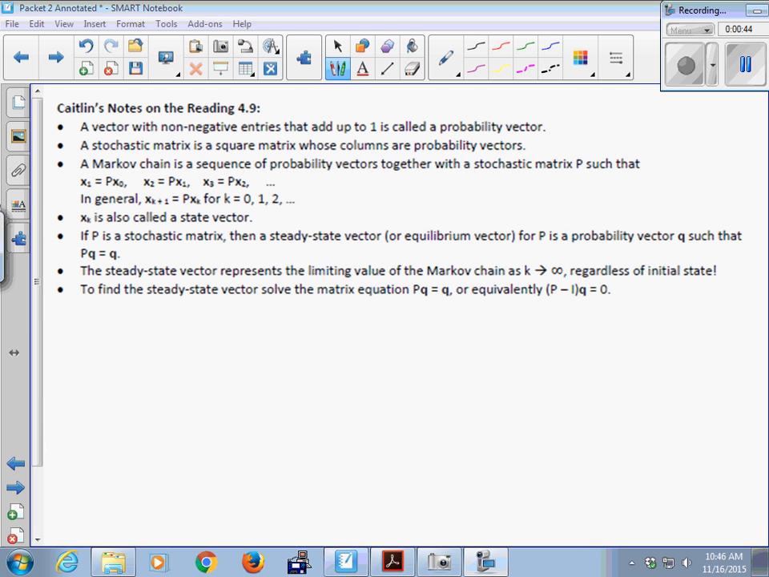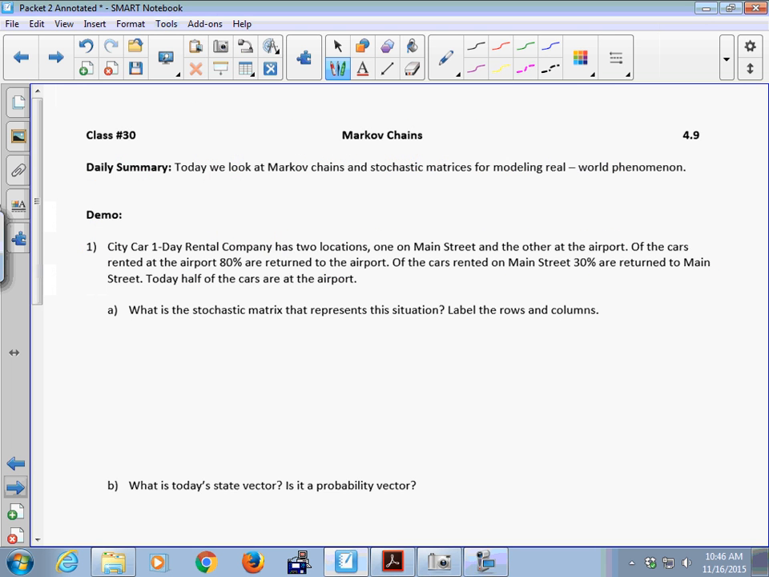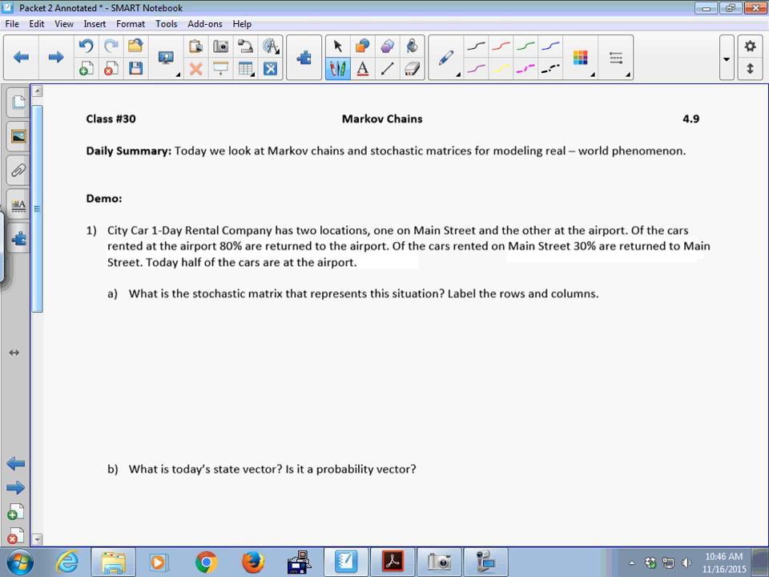Okay. So I'm not going to go through the notes today because we just talked about the most important vocabulary words, and I think that the example will pull all the concepts together. So you have the notes if you want to read them later, but let's just start with the demo.